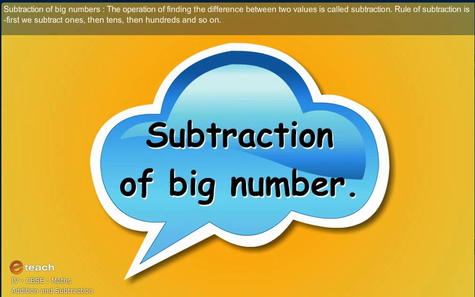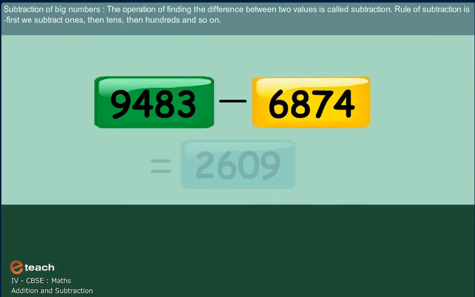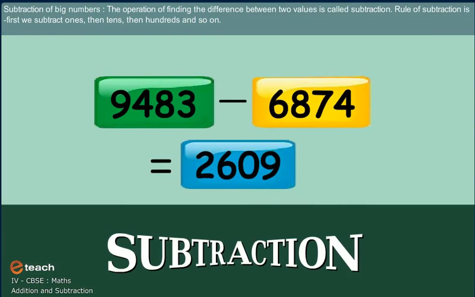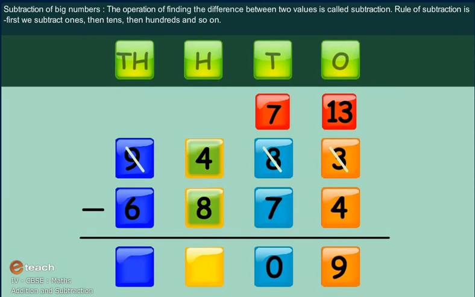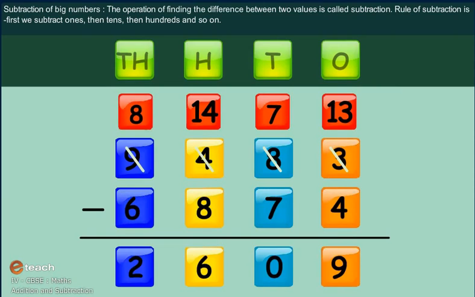Subtraction of big numbers. The operation of finding the difference between two values is called subtraction. The rule of subtraction is: first we subtract ones, then tens, then hundreds, and so on.